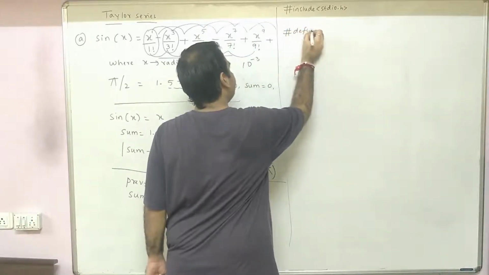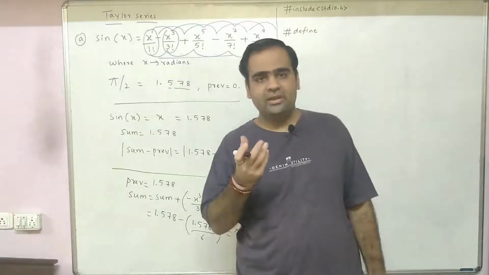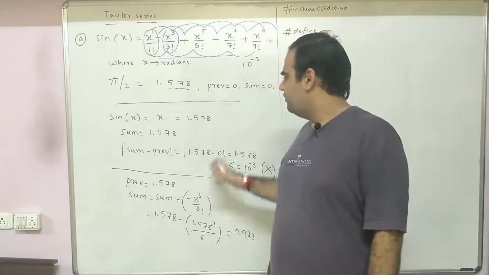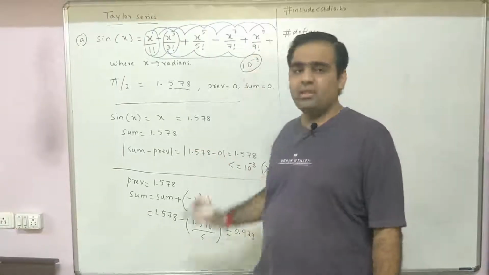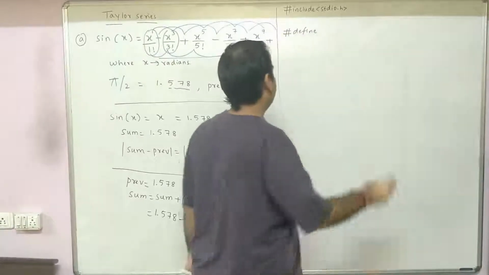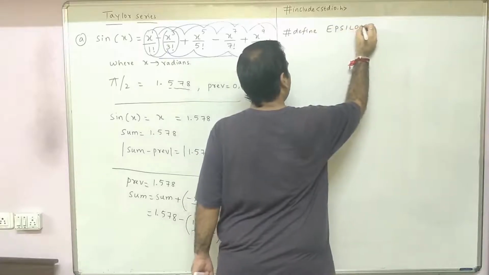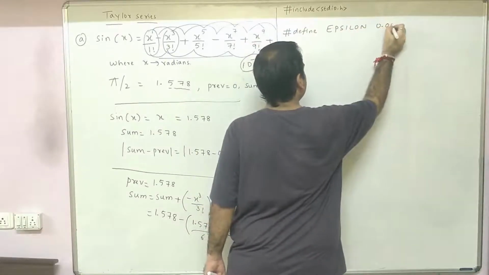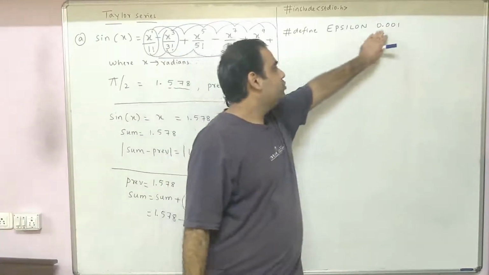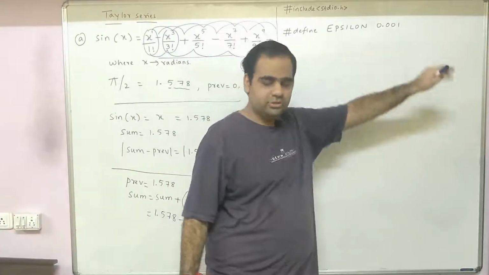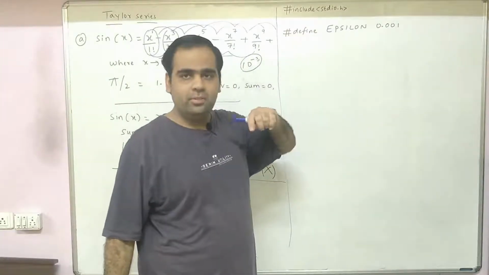We know that hash define is used to give macros or manifest constants. And what is the manifest constant? It is the epsilon value. We say hash define epsilon, and you can say 0.001, which is 10 to the power minus 3. And if you want it accurate to 4 decimal places, you say 0.0001. What it does is, wherever there is epsilon, it will be replaced by 0.001.